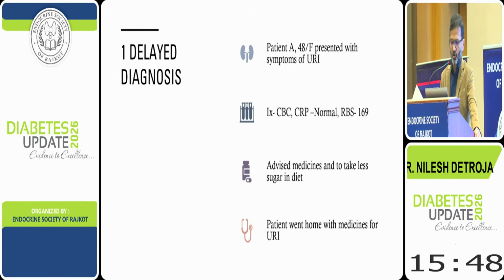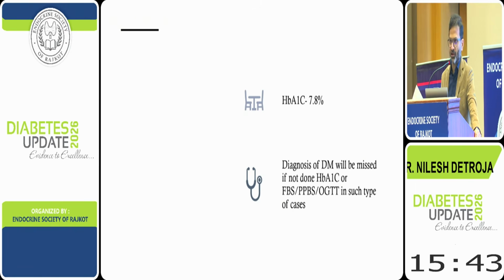So the patient went home, but the patient took a second opinion. The physician advised HbA1c. HbA1c was 7.8. So if you had missed the HbA1c testing in this patient, you would have missed the diagnosis, and it may take several years later to re-diagnose this patient. So you check HbA1c or fasting, postprandial, or OGTT in such cases rather than relying on just a single reading of random blood sugar.